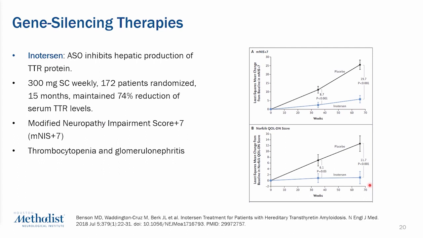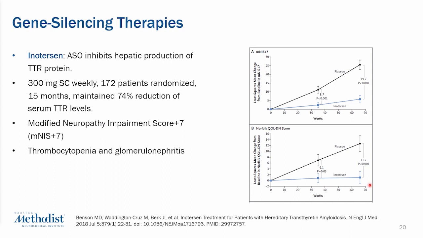Inotersen is an antisense oligonucleotide which inhibits the production of TTR protein. 172 patients were randomized, and these patients received 300 milligram subcutaneously every week over a period of 15 months, and this resulted in 74% reduction of serum TTR levels.